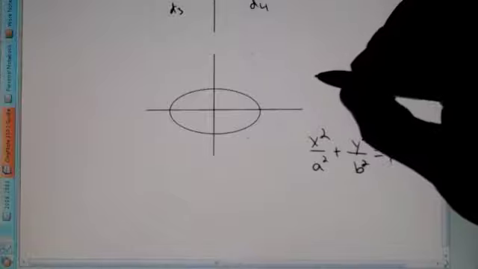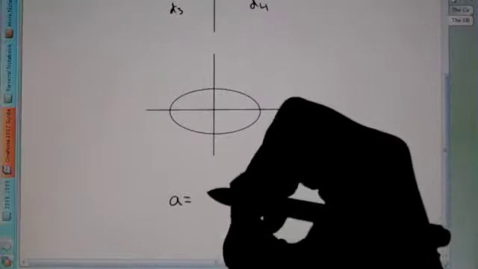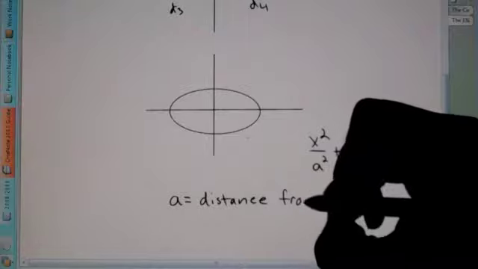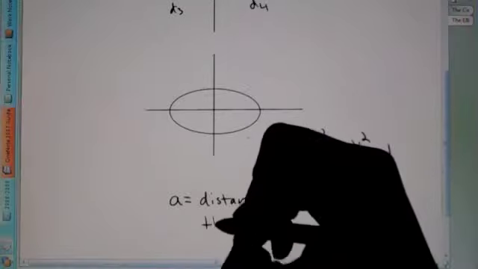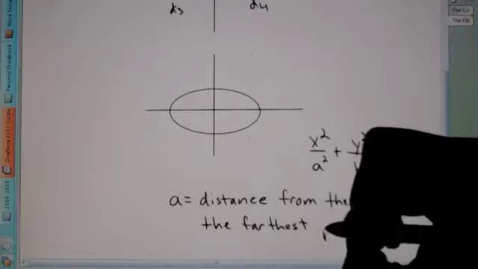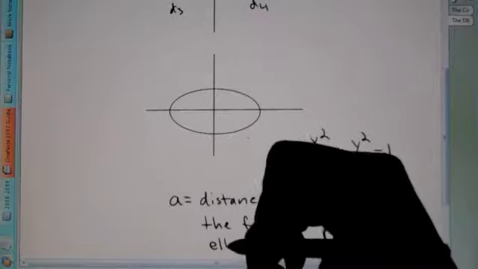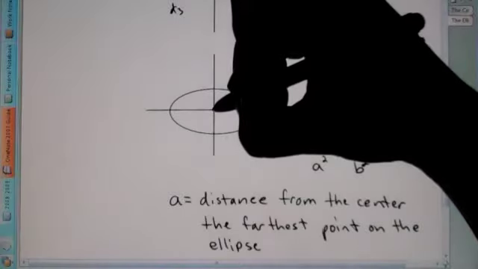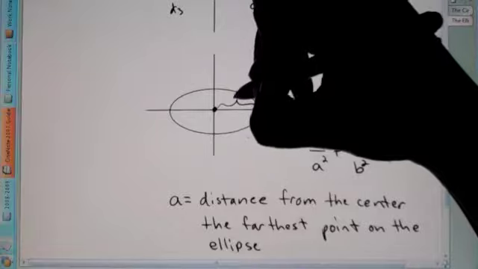For an ellipse, a is the distance from the center to the farthest point on the ellipse. So the center of the ellipse to the farthest point. In this case, the farthest point is right here. So this distance here is a.